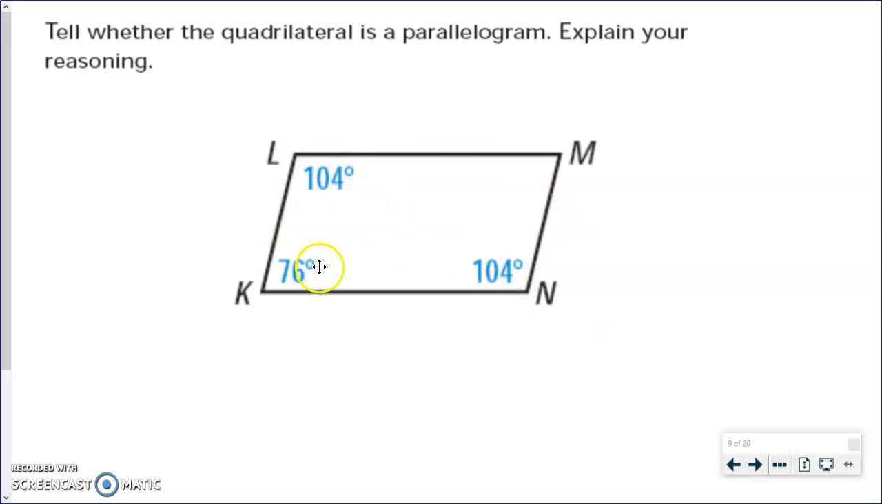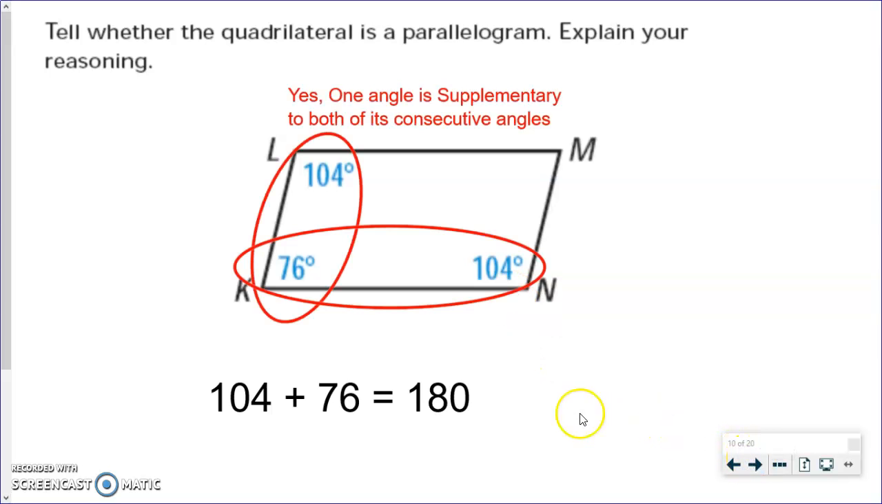So here we've got 3 angles. We're going to start with this one and check to see if it's supplementary to both of those angles. So 104 plus 76, that is 180, so it is supplementary to both of them. So that means that this has to be a parallelogram.